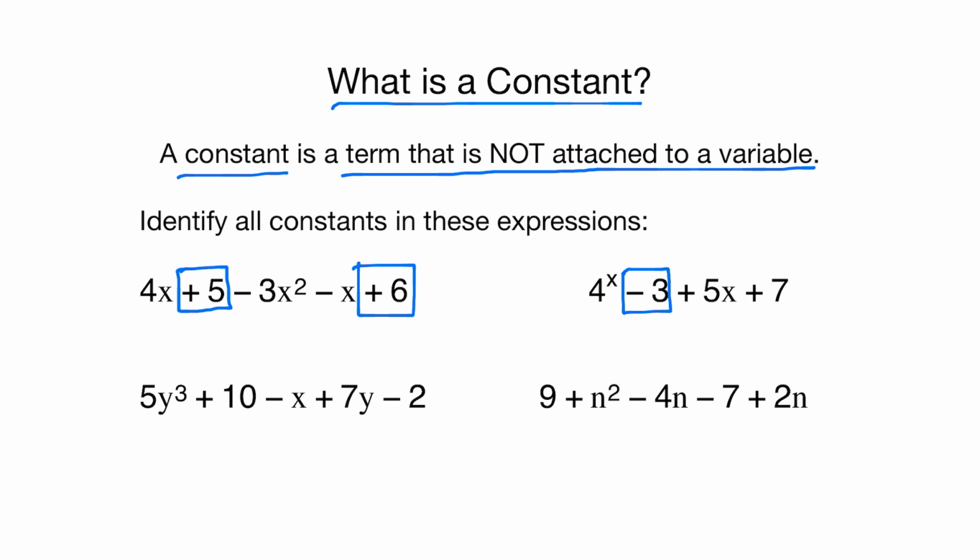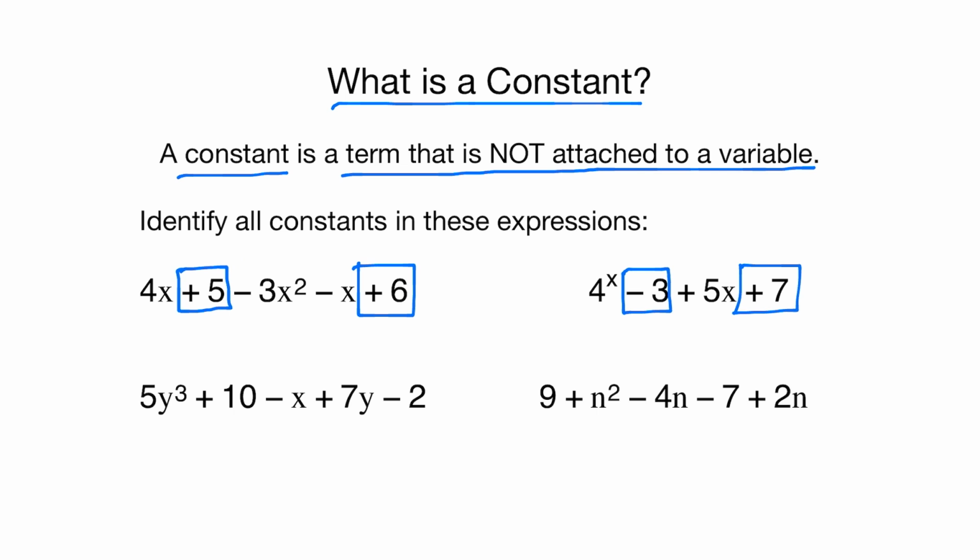Okay. Now we have plus 5x. That 5 is attached to a variable, so it's not a constant, but this plus 7 is a constant. So you have a constant that stays the same regardless of if your variable or letter changes value. These constants stay the same even if the variable becomes a different number.